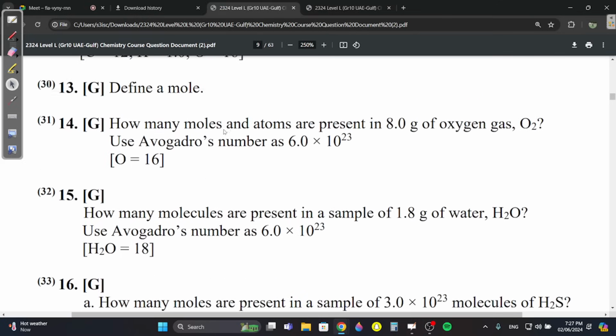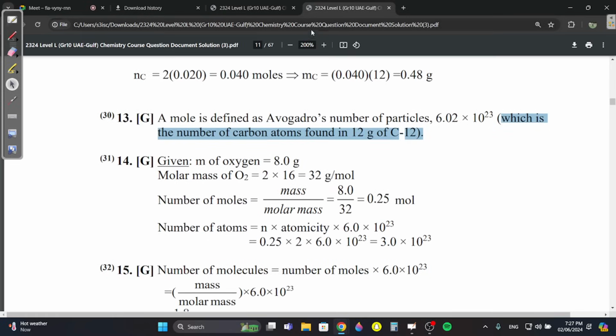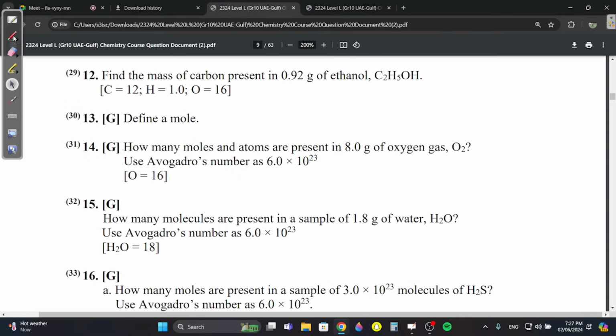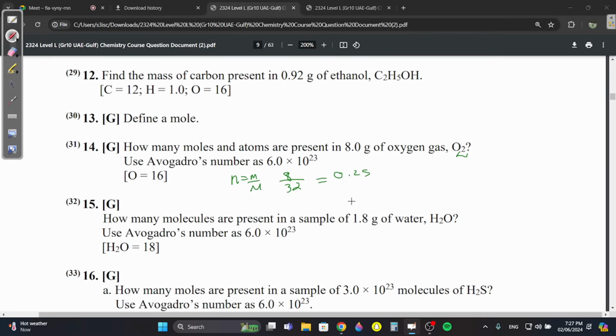Question 14. How many moles and atoms are present in 8 grams of oxygen gas? Use Avogadro's number. To find moles, you just do n equals m over M. So 8 grams over the molar mass of oxygen gas O2, 16 times 2, is 32. This is 0.25 moles. And they want atoms, so the number of atoms.